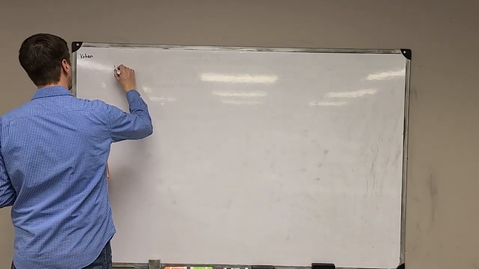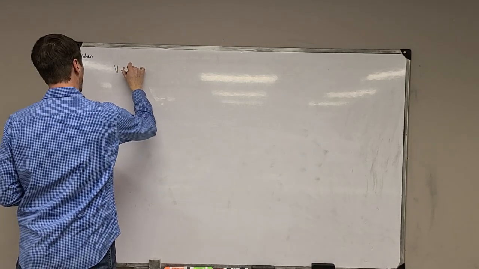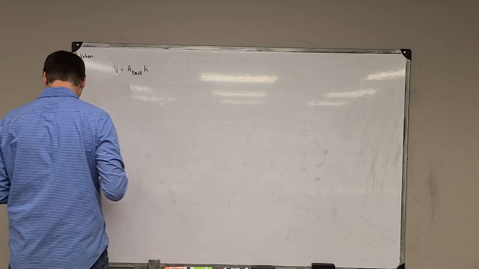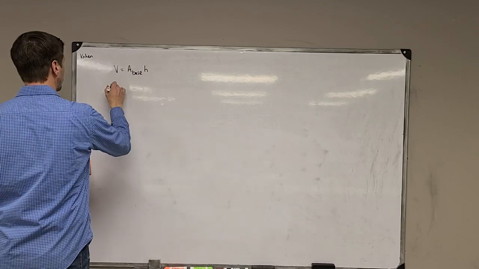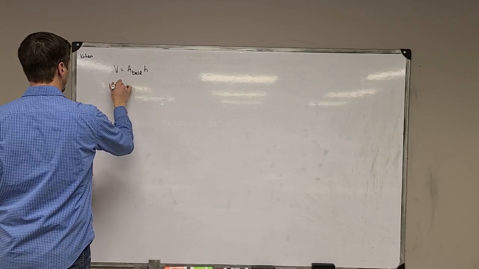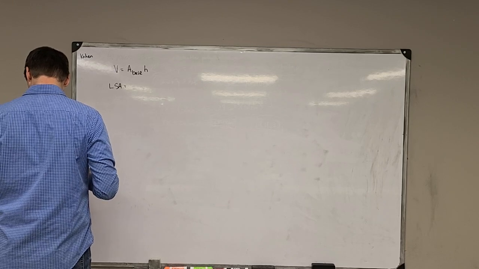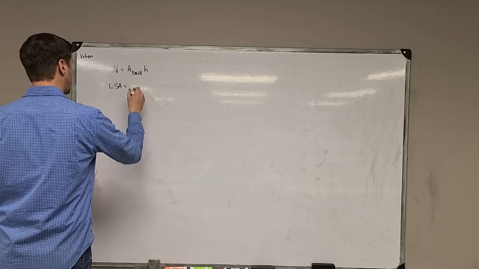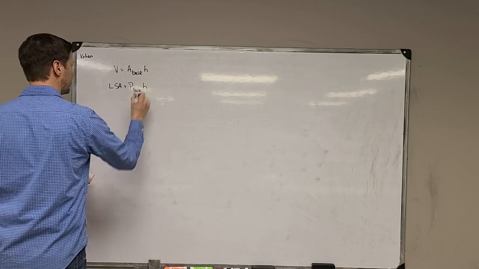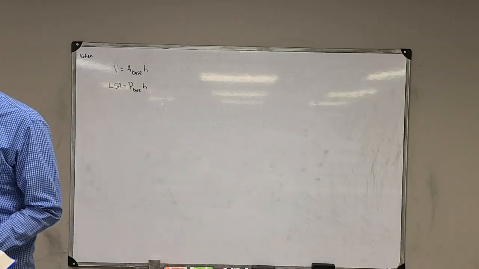So when you talk about lateral surface area, I'm going to just write our two formulas from this chapter. The volume is the area of the base times the height for these types of figures, and the lateral surface area, which I'm just going to abbreviate as LSA, is equal to the perimeter of the base times the height. So for one we need the area of the base, and for the other we need the perimeter of the base. Okay?